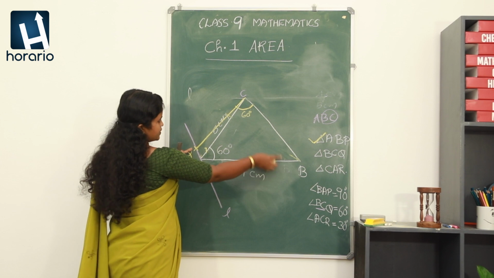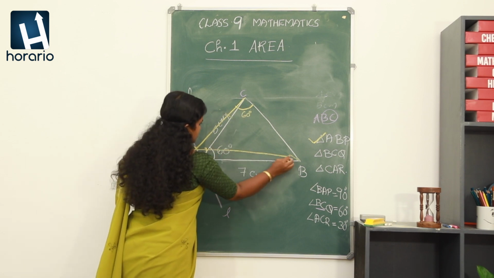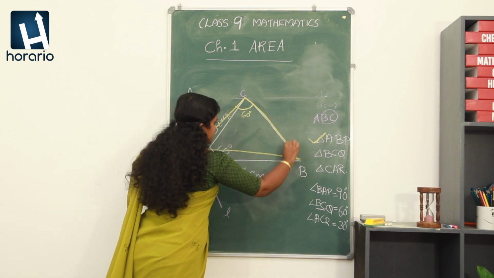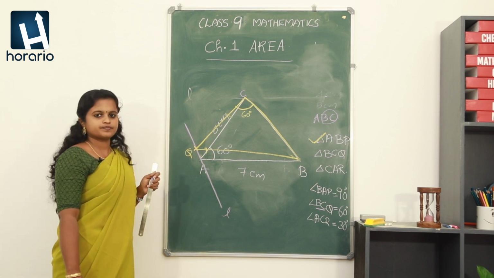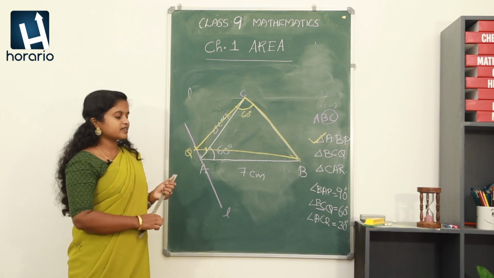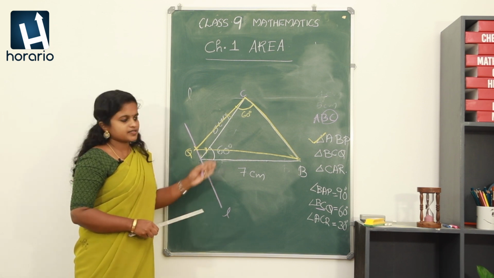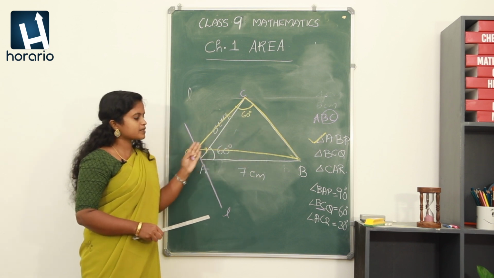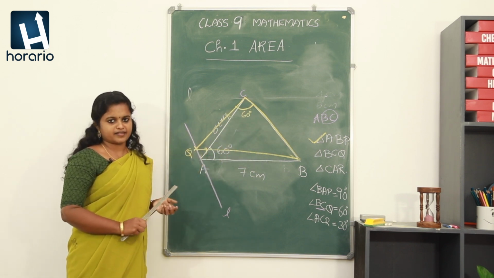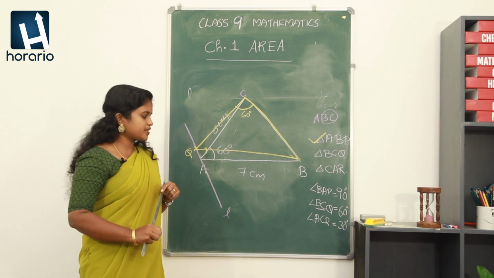Okay, so BCQ. So this will be the required triangle. And it will have the same area since they have the same base and they are lying between the same parallel lines. So that is also done.